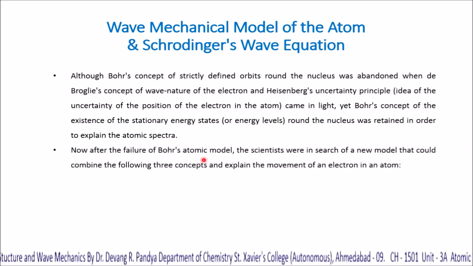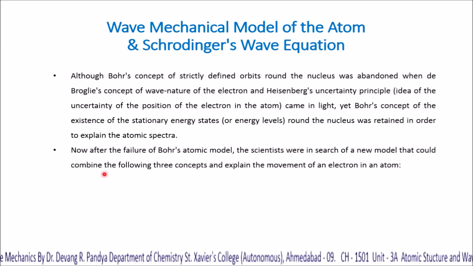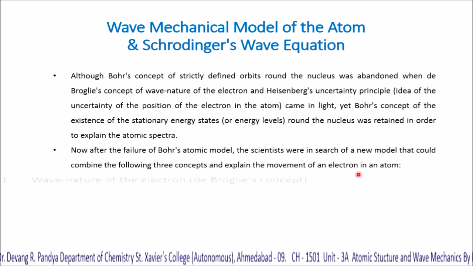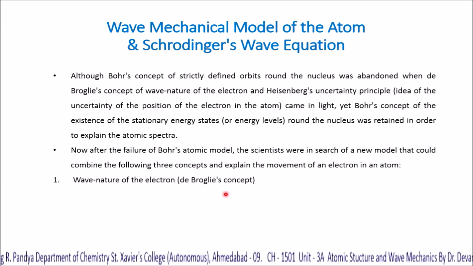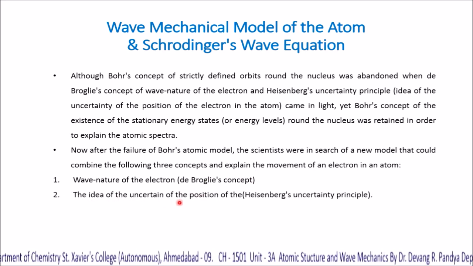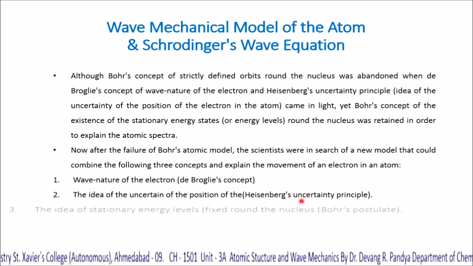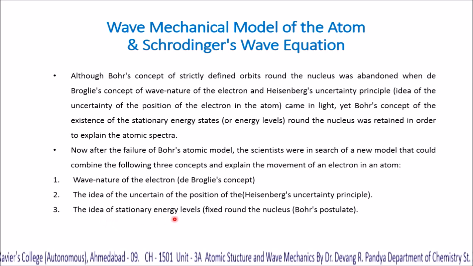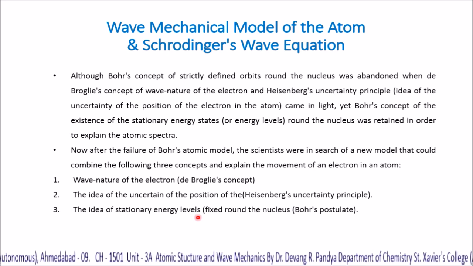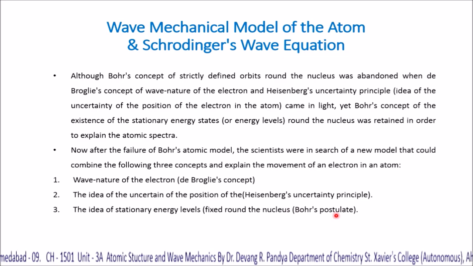Now, after the failure of the Bohr atomic model, scientists were in search of a new model that could combine the following three concepts and explain the movement of the electron in an atom. First, the wave nature of the electron, given by de Broglie's concept. Second, the idea of uncertainty of the position of the electron in an atom, that is Heisenberg's uncertainty principle. And third, the idea of stationary energy levels surrounding the nucleus, which is given in Bohr's postulate.